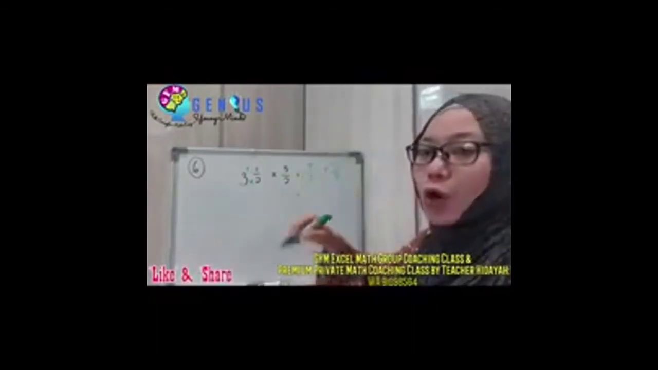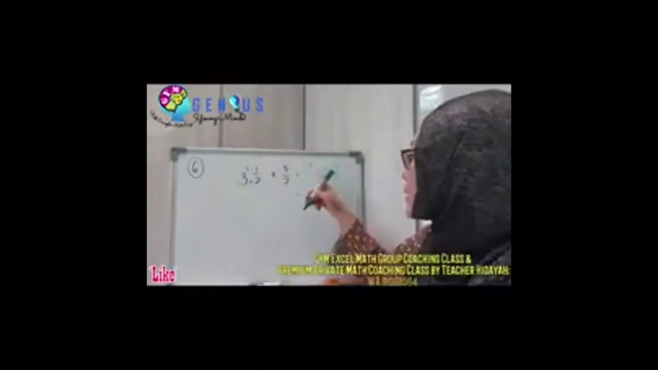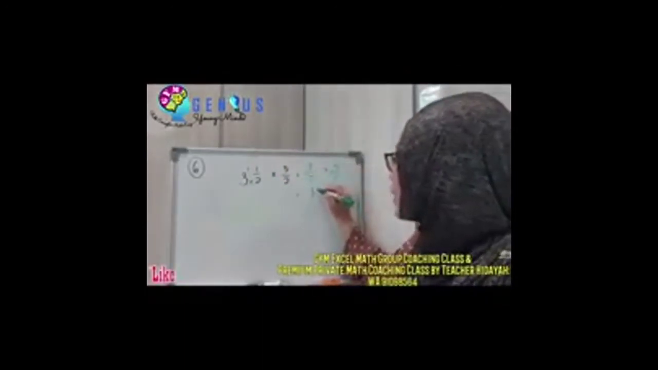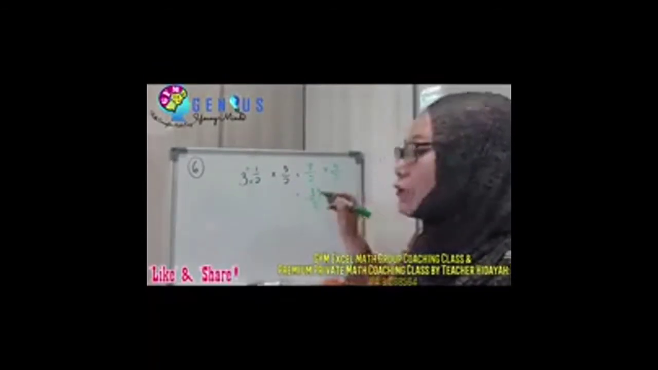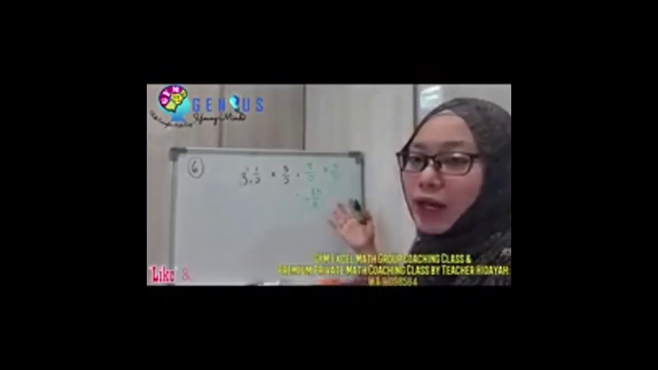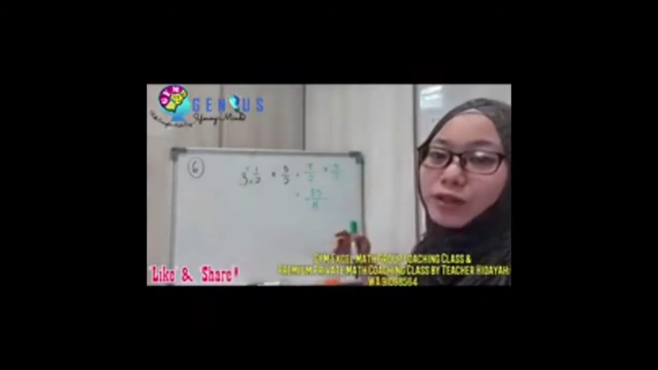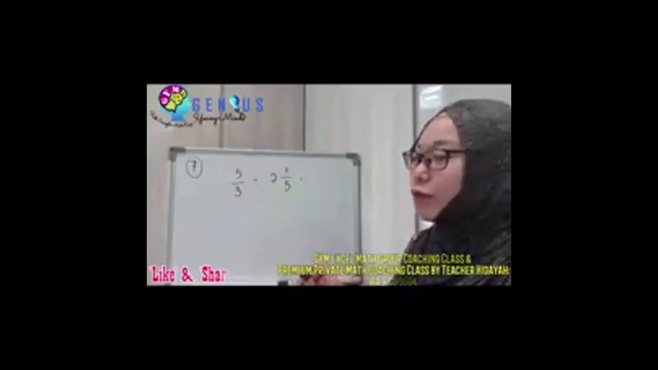Now let's look crosswise. 7 and 2, 5 and 2. Nothing can be simplified. So now we look row-wise. 7 times 5 is 35. 2 times 2 is 4. So from here, if the question requires you to change to mixed number, you change it back to mixed number. If the question just asks you to leave it as it is, then you just leave it as an improper fraction.